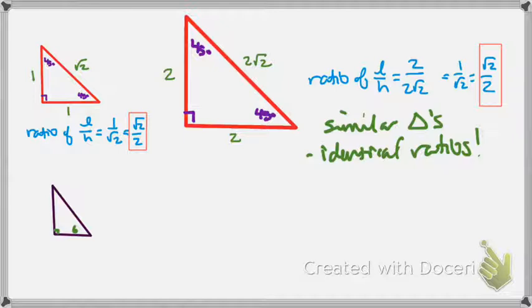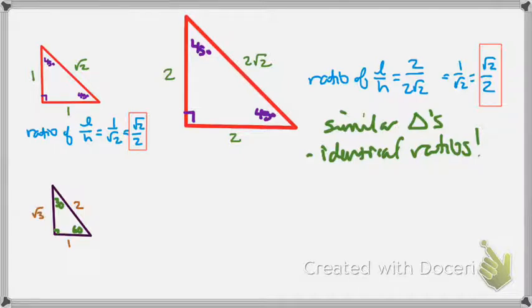Let's take a look at a 30-60-90 triangle. So here's your 30-60-90. Again, just to review, for the lengths of the sides, if I call the short side 1, then the hypotenuse would be 2, and the long leg would be 1 times radical 3, or just radical 3.